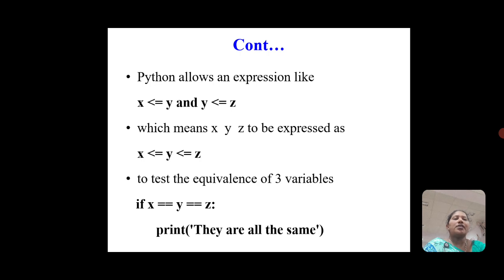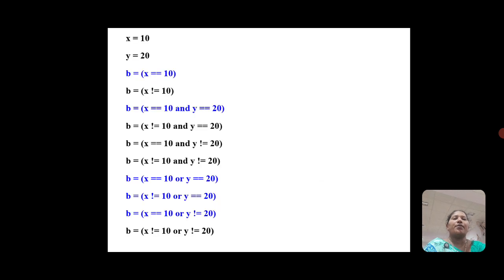If you want to test the equivalence of three variables, you can use it here as if x is equal to y equal to z. It will return true if all are the same. It will return false if they have different values.